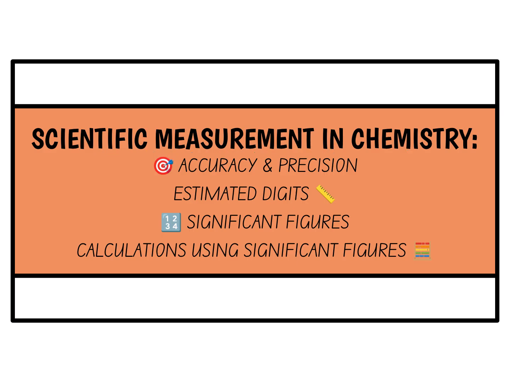Today we're going to be talking about scientific measurement in chemistry. And in this lesson, we're going to see four different topics. We're going to see accuracy and precision. We're going to get some definitions and understand what they mean. We're going to figure out what an estimated digit is and how to use estimated digits. And then in the next video, we'll talk about significant figures and calculations using these significant figures.